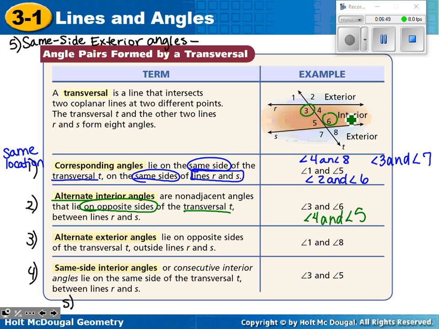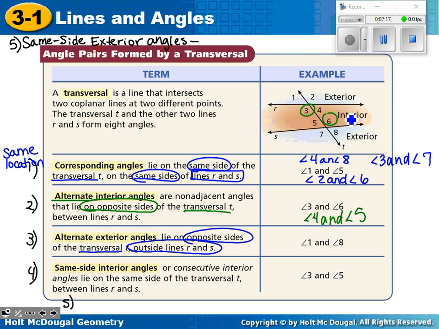Those are both on opposite sides of your transversal. One's on the left, one's on the right, and they're in between the 2 lines. Alternate interior. Okay, the next one is alternate exterior. Basically the same idea, that they have to be on the opposite sides of the transversal. But this time, since it's exterior, they have to be outside the lines.